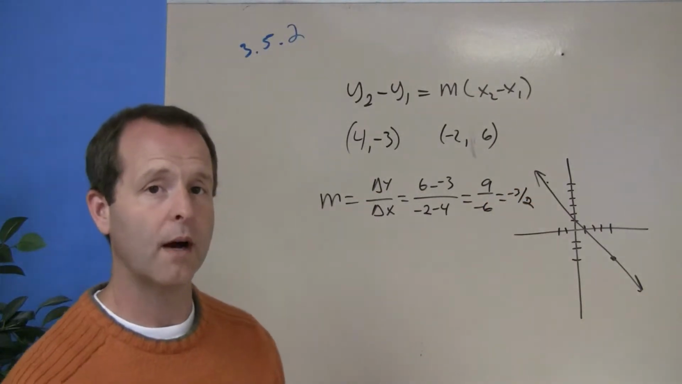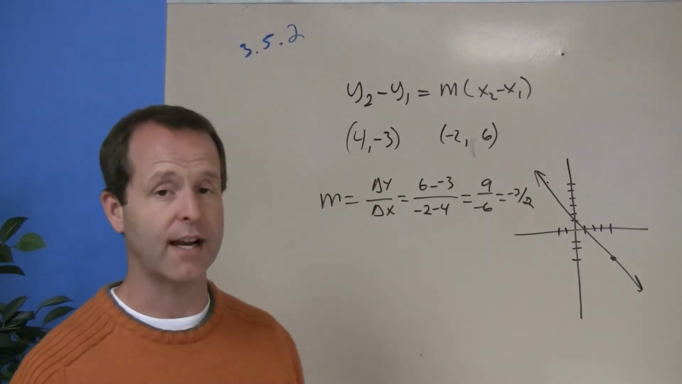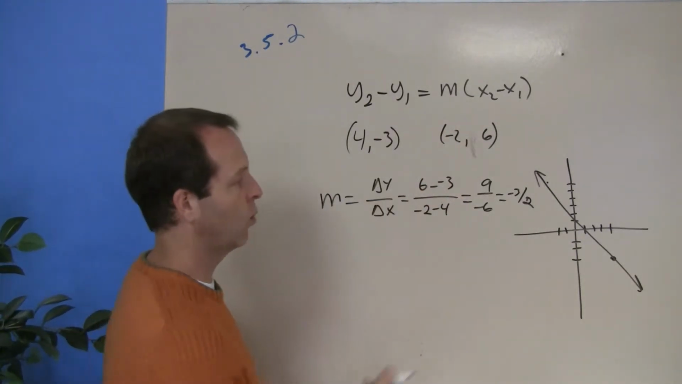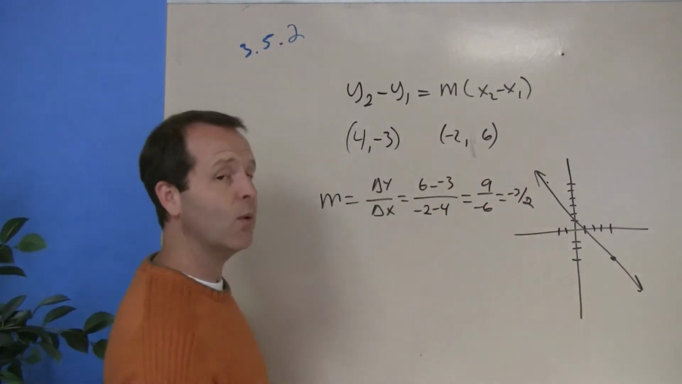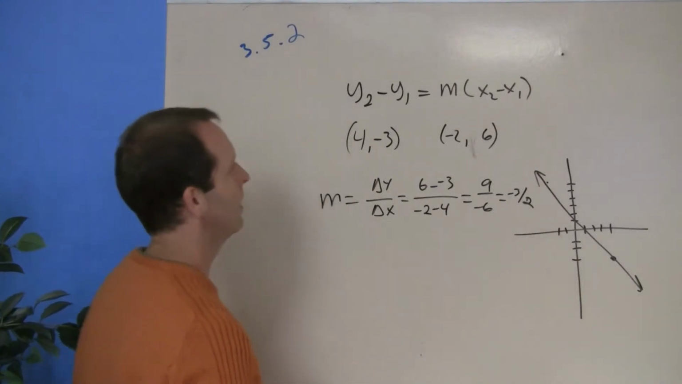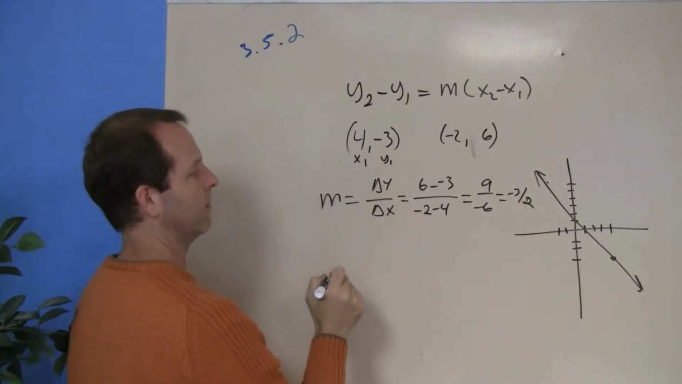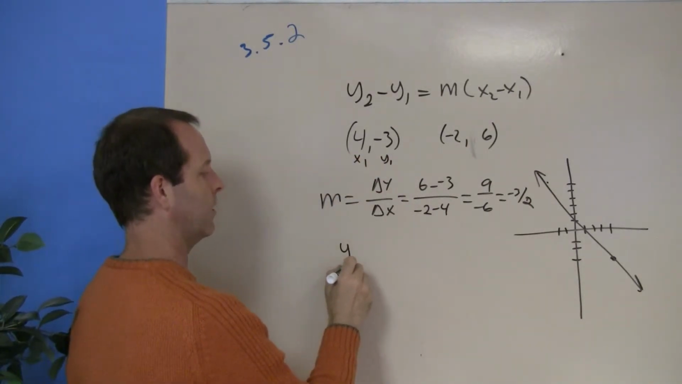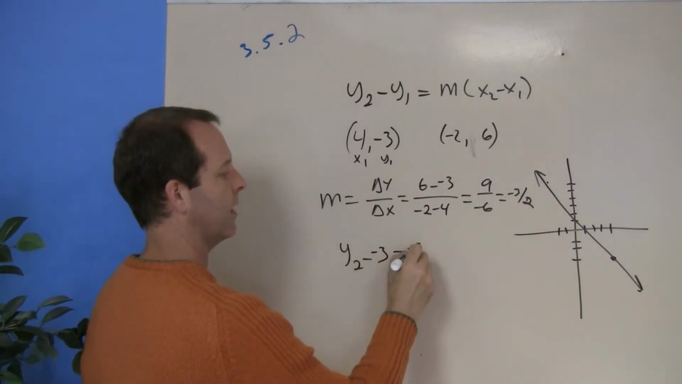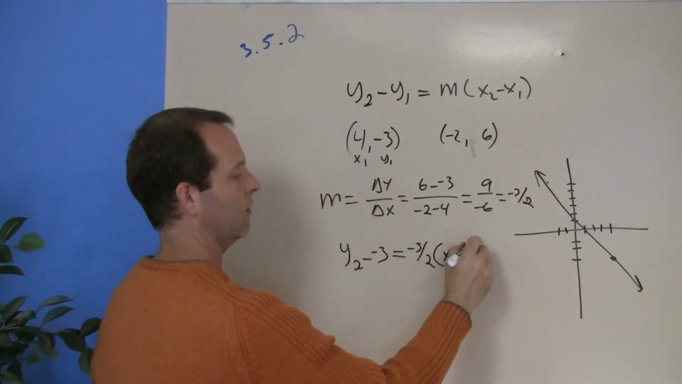So now I have a slope of negative 3/2. I have a slope, and I have a point. And again, in fact, I have two points. So I can go back and use point slope form with this slope, and I can choose any one of those points. Because both points are on the line, it won't matter which one I choose. So we can choose this one. Let's designate this one as my x1, y1. So I'll have y2 minus y1 equals my slope, negative 3/2, times x2 minus my x1, which is 4.